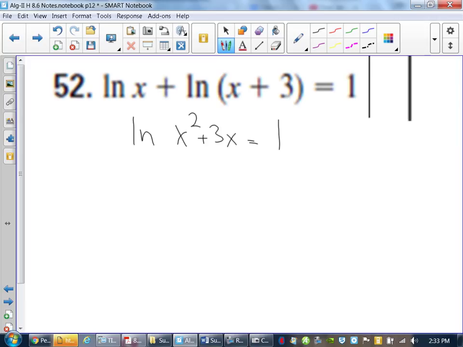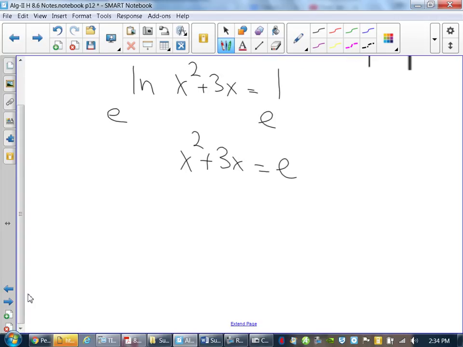Which means I have to exponentiate with e. e to the 1 is e. Wait, so how do you solve that? Set it equal to 0. What times what is negative e that you add together to get 3?